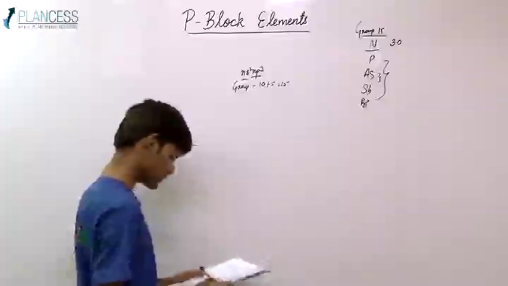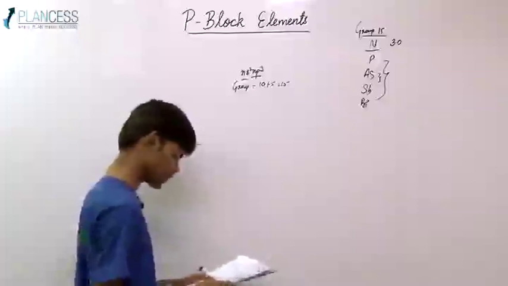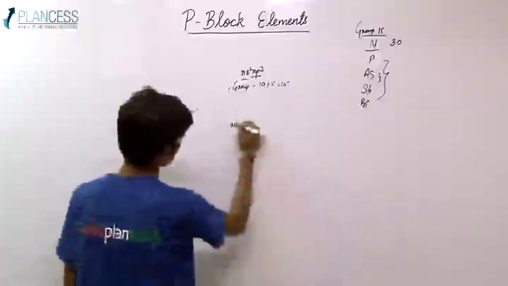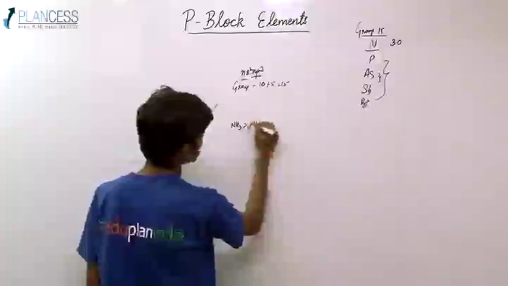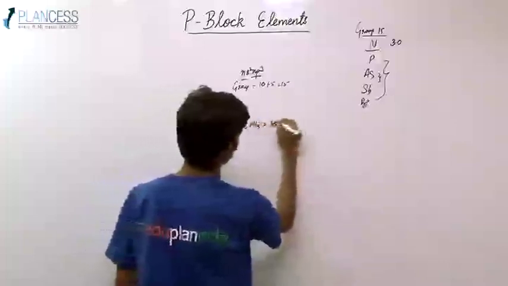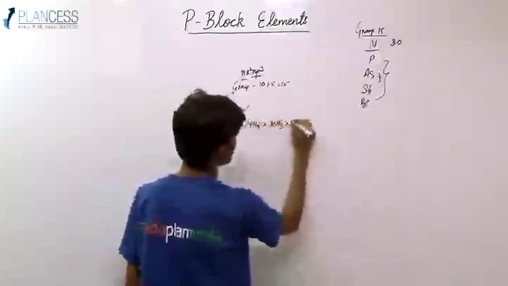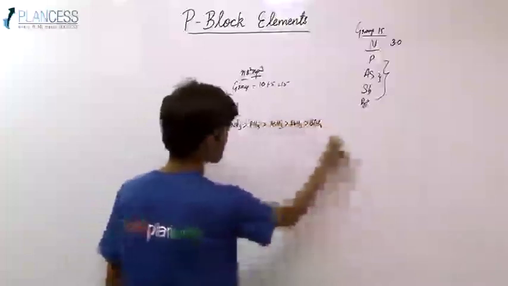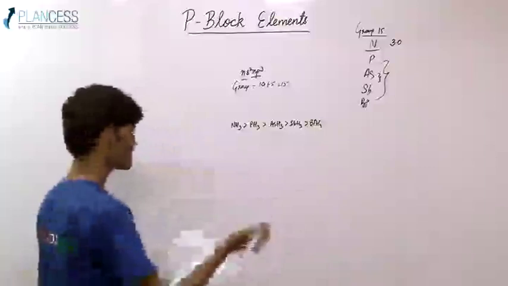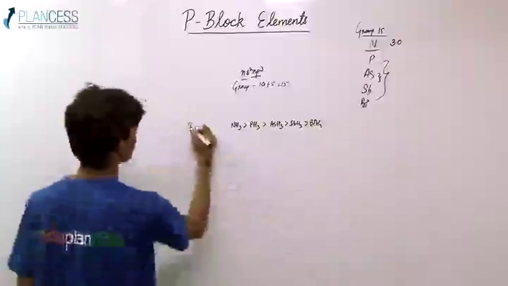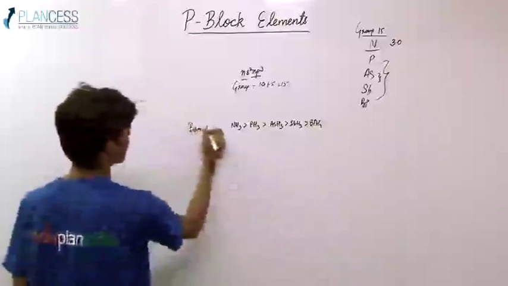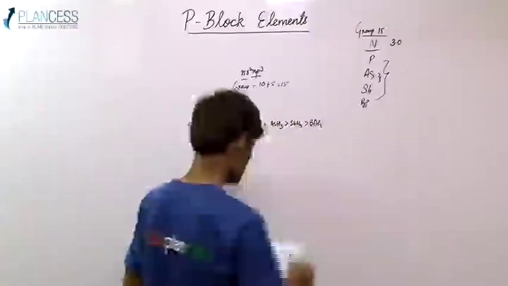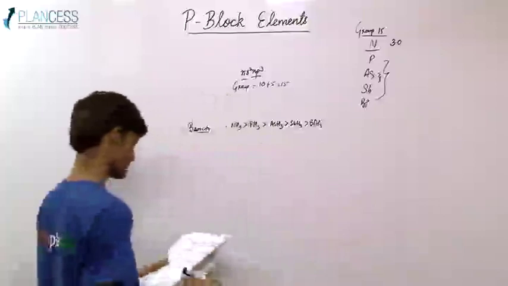Again, talking about reactivity towards hydrogen, if you're talking about basicity, then NH3 is greater than PH3, which is greater than AsH3, greater than SbH3, greater than BiH3. This is the basicity order: NH3 is the most basic and BiH3, or bismuth hydride, is the least basic.